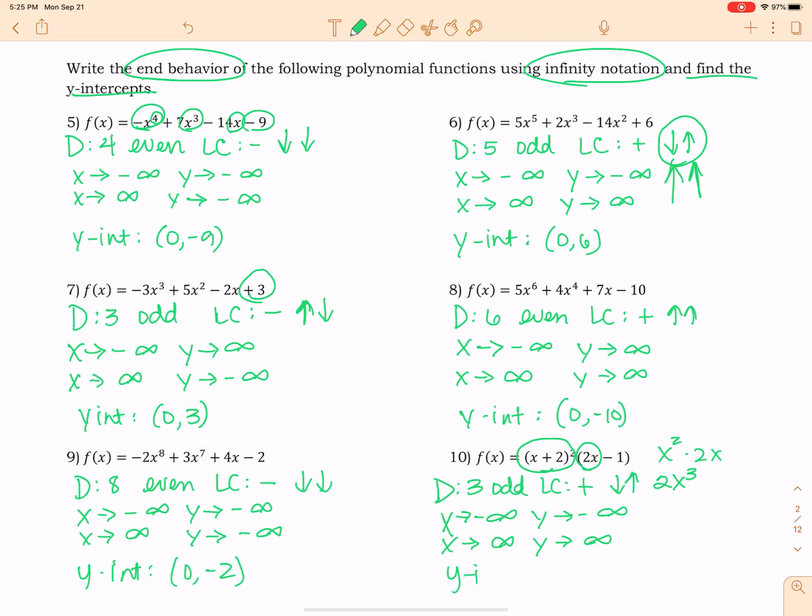Okay, for our y-intercept, we've got to do some magic here because this doesn't look like what we're used to. We can't just look at the constant. Just let all your x's be zeros. So (0 + 2) squared times (2 times 0 minus 1). So 2 plus 0 is 2, 2 squared is 4, times 2 times 0 is 0, minus 1, so 4 times negative 1. So negative 4, just like that.